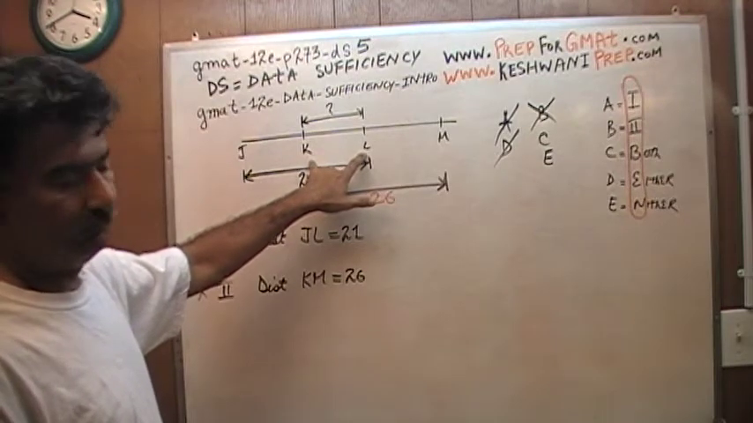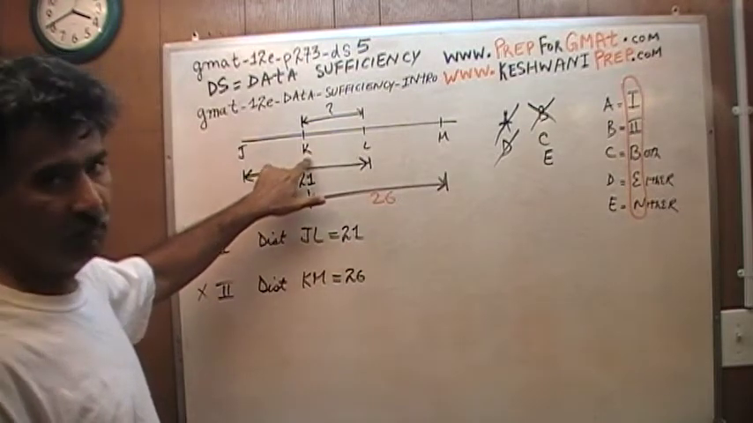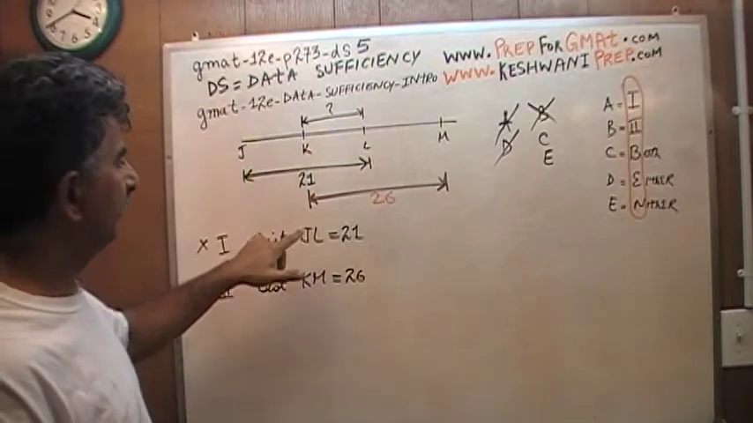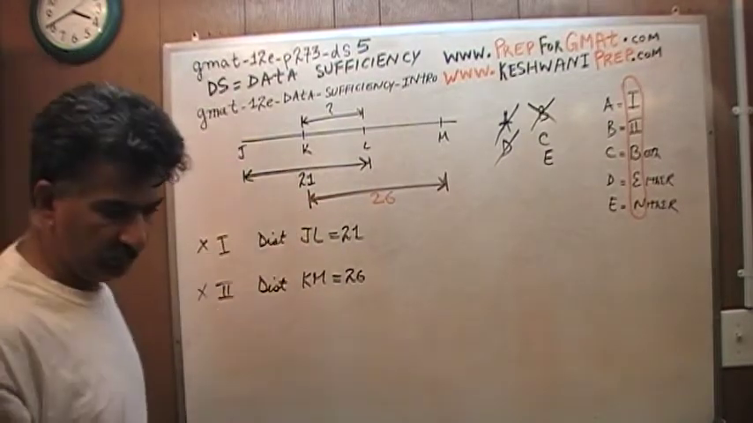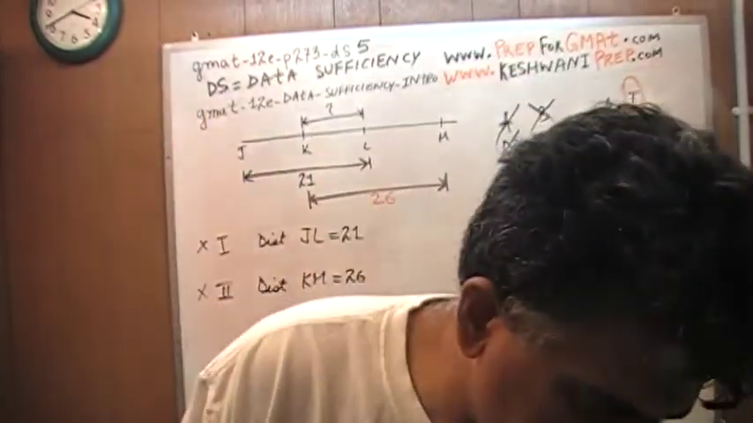The answer is no, because we do not know the relative position of K. Where is K located? It depends on the position of K. Think of this as a ruler. Okay, watch this.